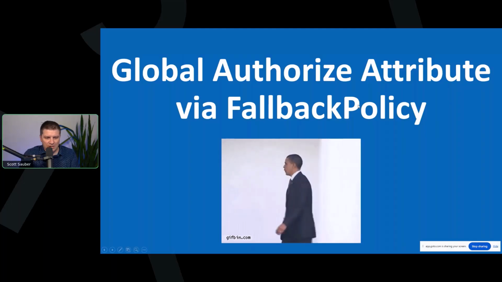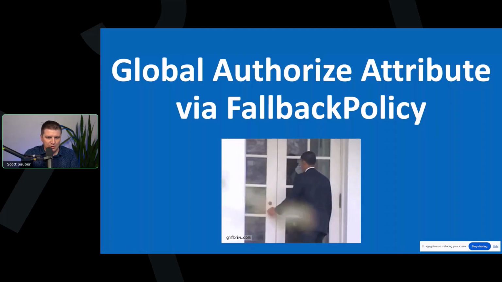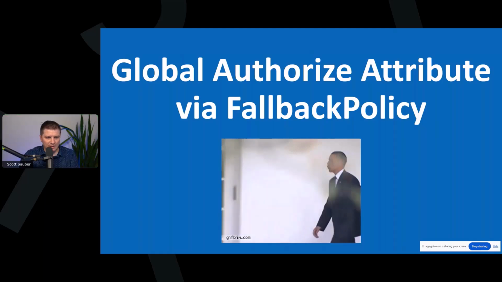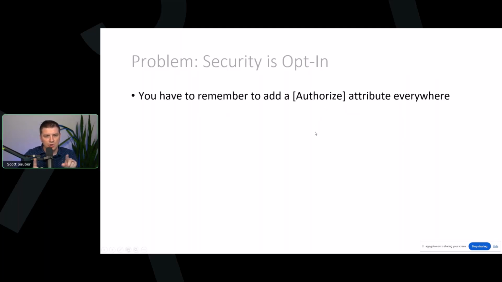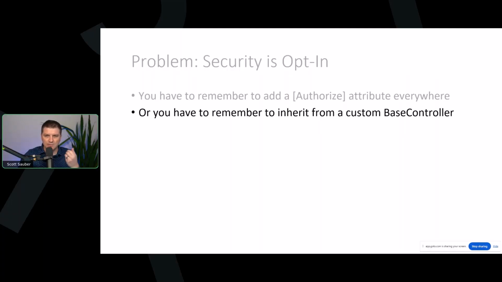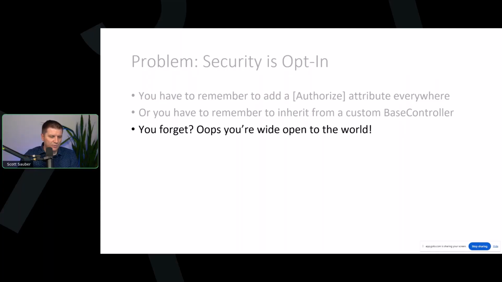Okay, so this next one we're going to talk about is a global authorize attribute via a fallback policy. So what is that? The problem out of the box, and I frame this as problems and then what the solution is, is that by default in ASP.NET Core, if you do File, New Project, security is opt-in. So if you're using controllers, you have to remember to add an Authorize attribute everywhere. Or you might have a custom base controller that has an Authorize attribute, but you still have to remember to inherit from that. Or if you're using minimal APIs, you have to remember to put RequireAuthorization around your minimal APIs. And what happens if you forget? Oops, you're wide open to the whole world.